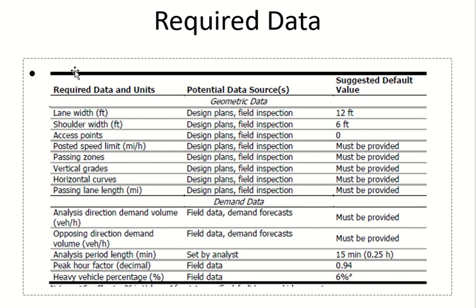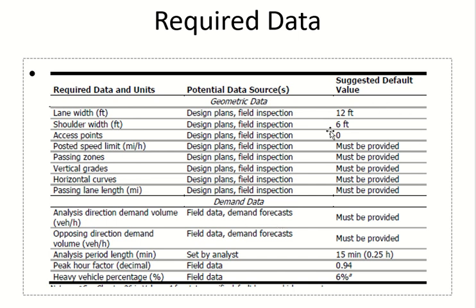This is data you need to calculate the level of service. Lane width, shoulder width, access points, speed limit, passing zone, vertical grade, horizontal curve, passing lane length if you have one, direction, volume in your direction, volume in the opposite direction, length of the analysis period. I mentioned it earlier as well with roundabouts. It's normally 15 minutes. Peak hour factor, heavy vehicle percentage. And they have written where you will get these values. Either you will get it from the field, from the design plans, or you can calculate it from equations if it's a future highway.